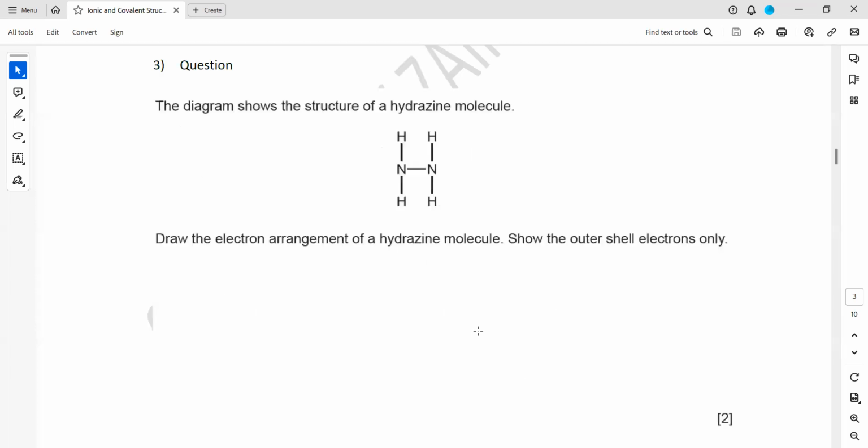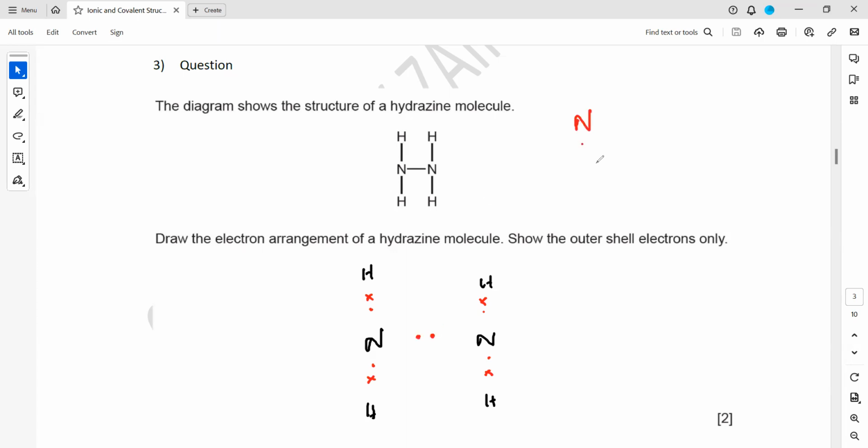The diagram shows the structure of a hydrazine molecule. Draw the electron arrangement. So here a single line represents a pair of electrons. So we have nitrogen, hydrogen, hydrogen. Now there's a single line between nitrogen and hydrogen, so there must be a pair of electrons between them. Then another single line is there, so there must be a pair of electrons. This is also represented by a single line, so a pair of electrons. Between the two nitrogens, they also have a single line, so there will be a pair of electrons between.